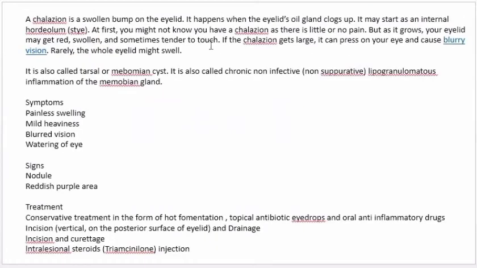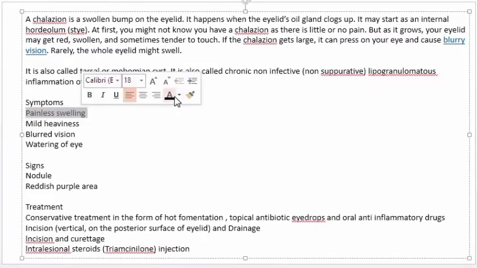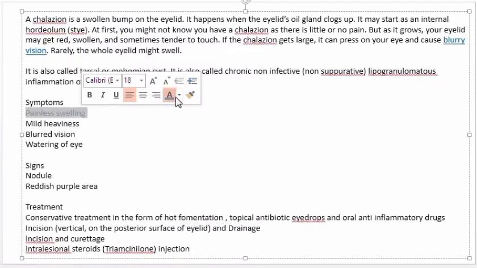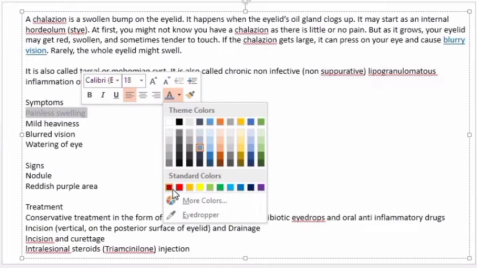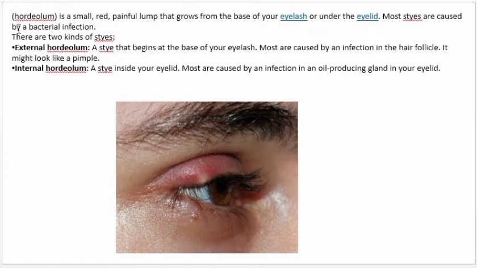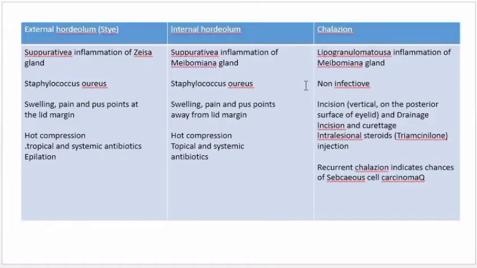I don't know if you have read here or not, but this is how you differentiate between chalazion and hordeolum. So one thing that you have to remember is this painless swelling. A chalazion always has a painless swelling, whereas the hordeolum has a painful swelling. It is very painful. So this is one of the very important things that you should remember. And here is a basic comparison between external hordeolum, internal hordeolum, and chalazion.